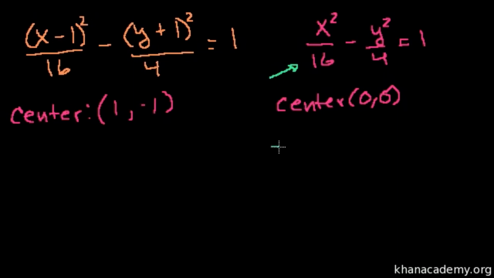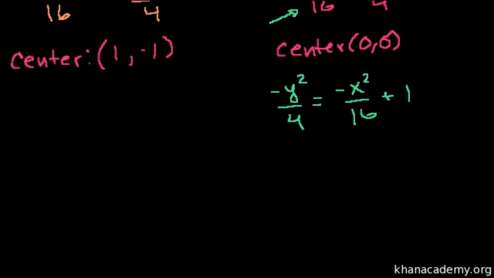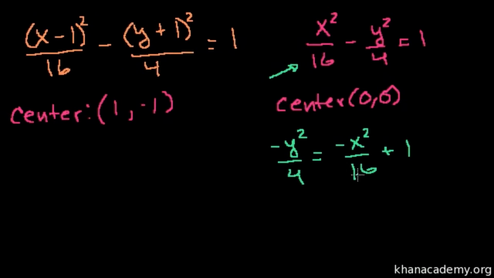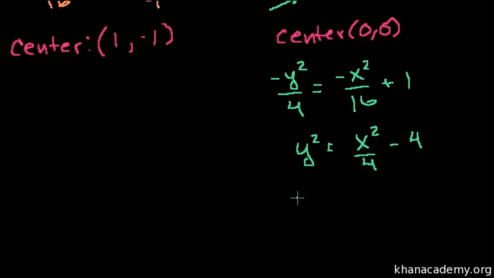So we get minus y squared over 4, subtracting x squared over 16 from both sides, equals minus x squared over 16 plus 1. I'm working on this hyperbola right here, not this one, and then I'm just going to shift it later. And then let's multiply both sides by minus 4, and you get y squared is equal to, the minus cancels out with that, and 4 over 16 is x squared over 4 minus 4. And so y is equal to plus or minus the square root of x squared over 4 minus 4.